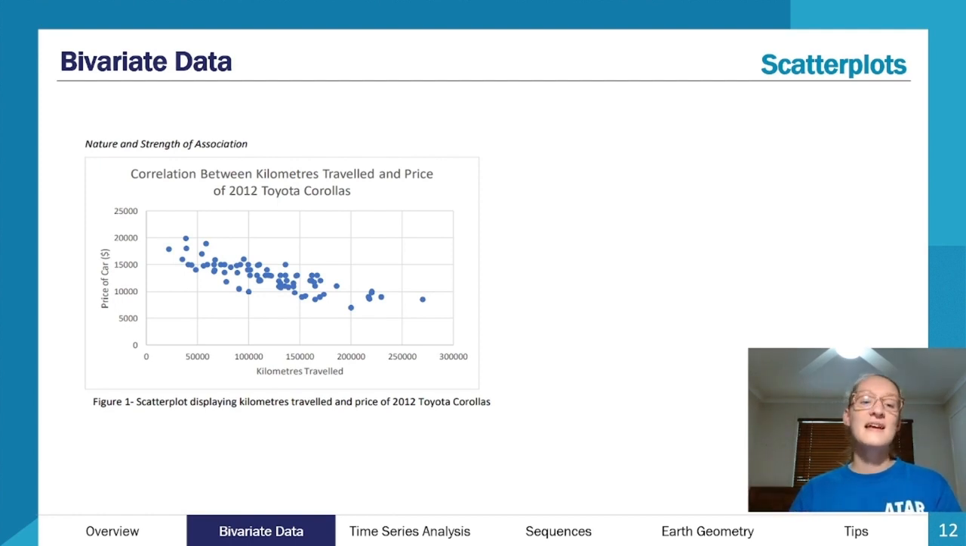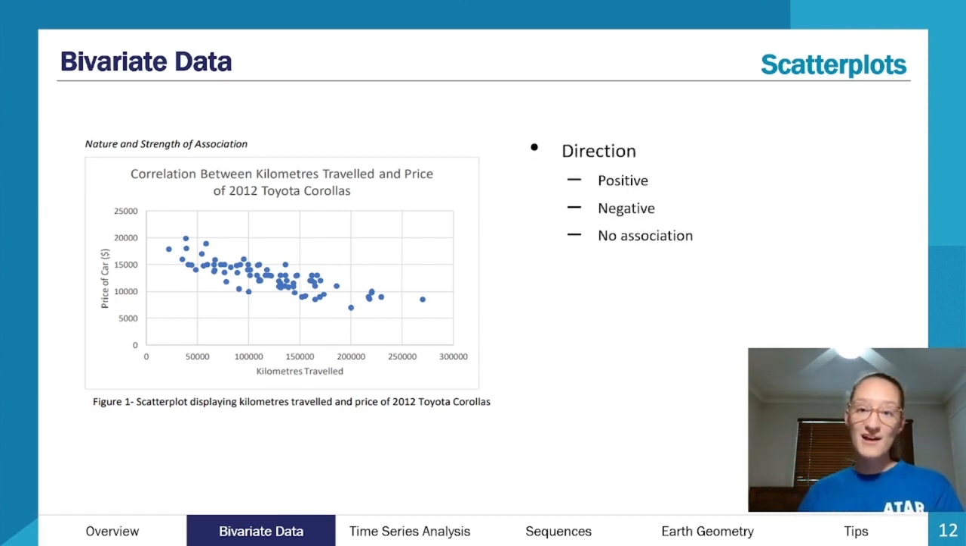So here's another example of a scatter plot. This is exploring the correlation between the kilometers traveled by 2012 Toyota Corollas and the price of a bunch of 2012 Toyota Corollas. So let's have a look at the different things we talk about.